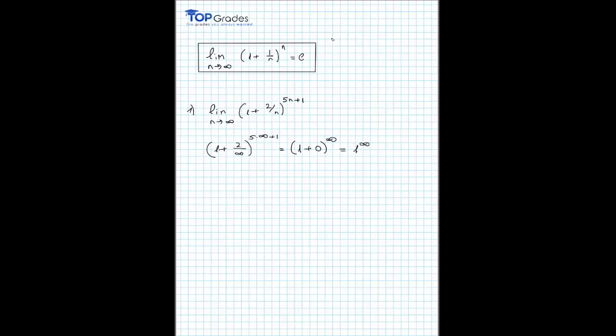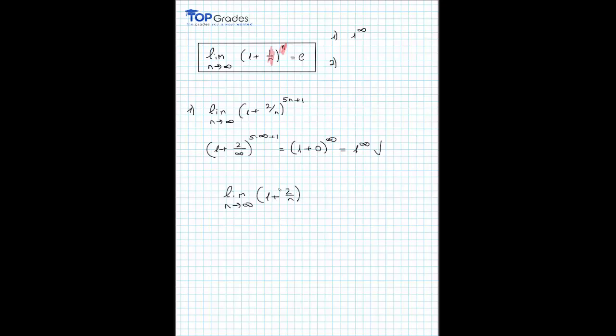So as we said, in order for this limit to be an Euler limit, two conditions have to be satisfied. Number one, the limit must be in the form of 1 to the power of infinity. This is satisfied. And the second, this factor and this factor must be opposite to each other. When we look here, we see that 2 over n and 5n plus 1 are not opposite. So what we are going to do is something that looks like this.